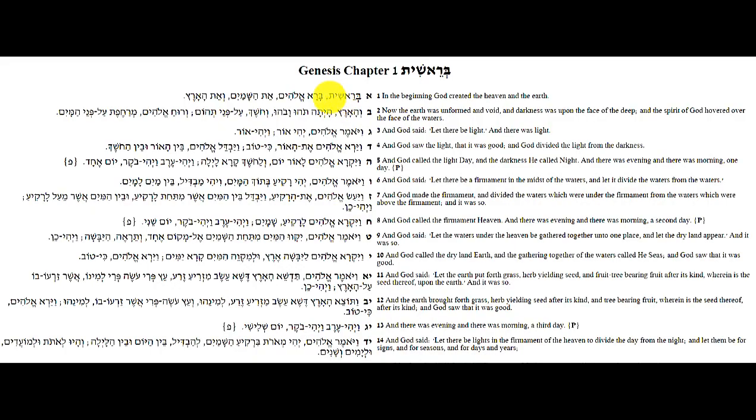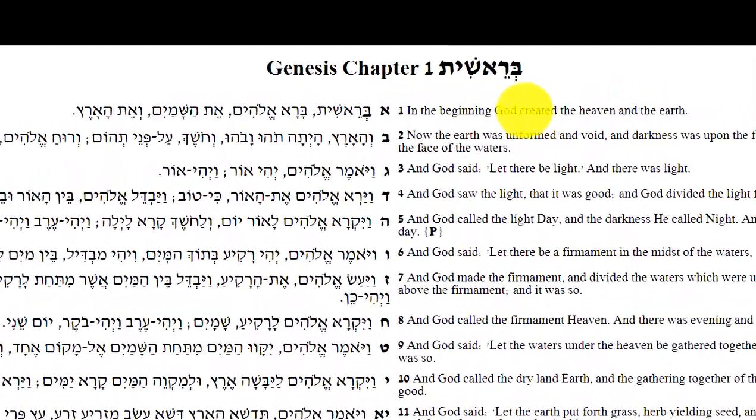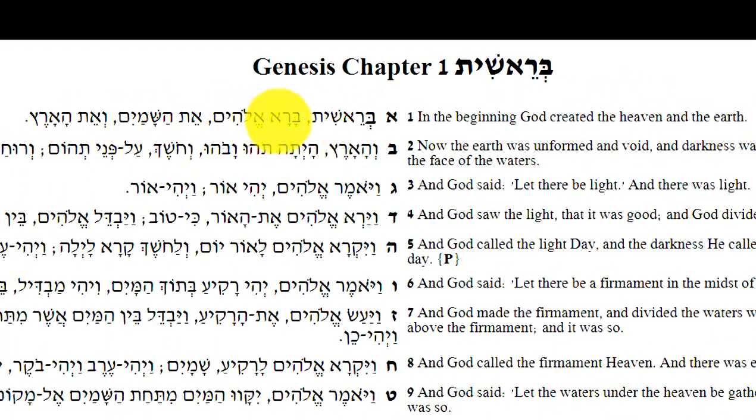So Bereishit, in the beginning, God created the heaven and the earth. Now here, we have a few words which are repeated again and again and again. Bara, Beit Resh Aleph. And here again, we have bara, and it means creation, or to create.